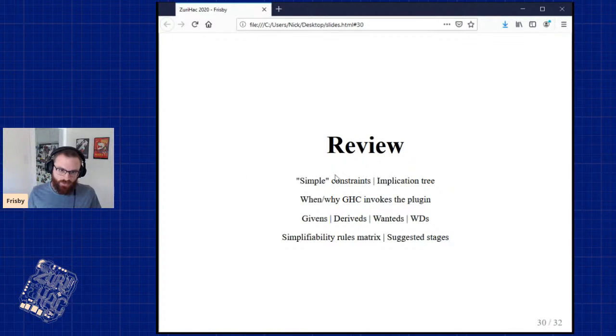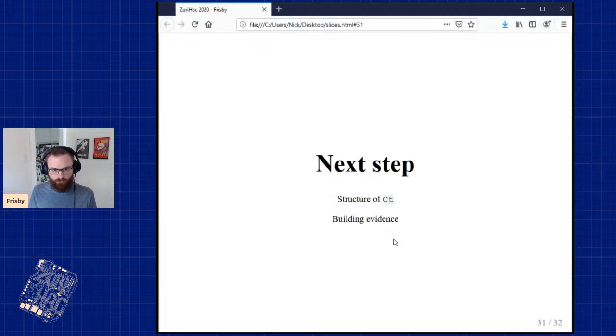So these are the bits we talked about. We talked about simple and implication constraints, and the implication tree, which is how these arise from a Haskell program. Why GHC invokes your plugin, and when, in terms of G mode and W mode, and the different nodes in the implication tree where it tries to chew on constraints and asks for your plugin's help. The 4 different flavors of constraints and the ways in which they're allowed to interact, and so the suggested stages of your pipeline in order to respect those constraints.